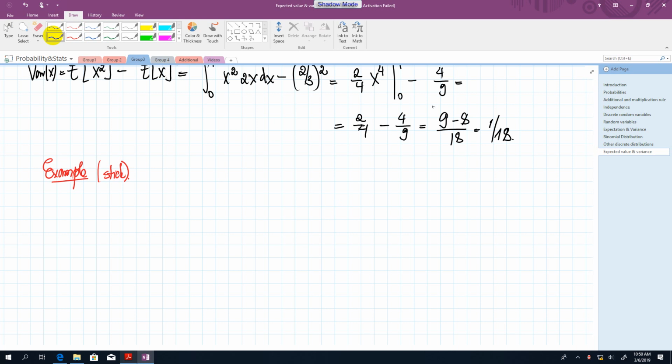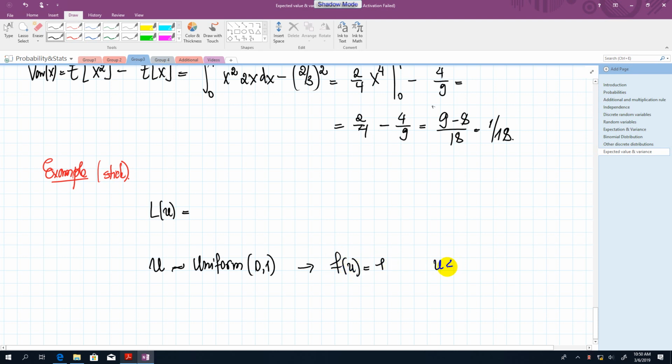So let us first of all make the function L. L of u is now the function which depends on u. U has the uniform distribution between 0 and 1. What does it mean? It means that the density function of u is equal to 1 if u is between 0 and 1, right?